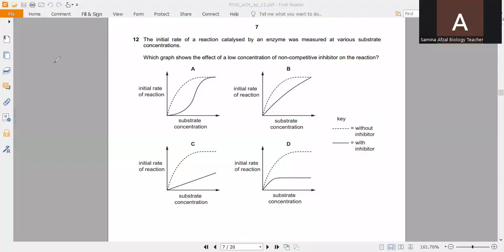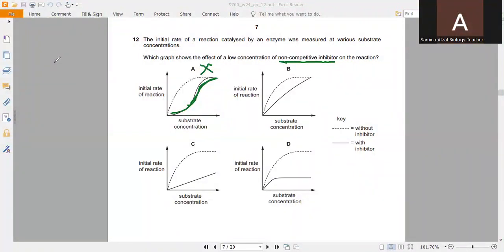According to graph A, you can see initial rate and substrate concentration, and the dotted line shows without inhibition, and the straight line shows with inhibitor. So you can see it shows the process taking place. We have to find out the non-competitive inhibitor. The non-competitive inhibitor binds with the enzyme at any place. It changes the shape of the active site, due to which no reaction takes place. But you can see a reaction is taking place over here. So this is not the correct option.